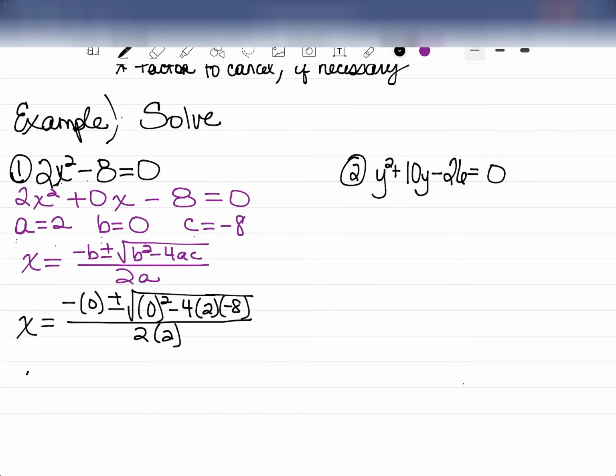So now I start cleaning up. Negative 0, I don't need that. That's just 0. So I have plus or minus. 0 squared is 0. Then I have negative 4 times 2 times negative 8, which gives me a 64. So I have plus or minus the square root of 64 over 2 times 2, and 2 times 2 is 4. Now that square root of 64, if I was paying attention earlier, I would have already started getting it ready for my sets, because my 64 is 8 times 8.